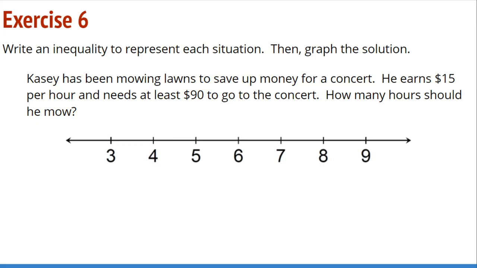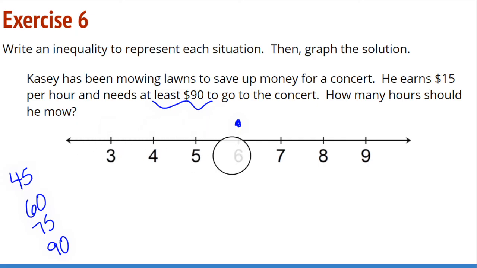Well, if he mows 3 hours, that's $45. If he mows 4 hours, that's $60. And 5 hours is $75. And 6 hours is $90. It says he needs at least 90. So 3, 4, and 5 aren't going to get the job done. At least means he could have exactly $90, but he would probably be okay with a little bit more money.